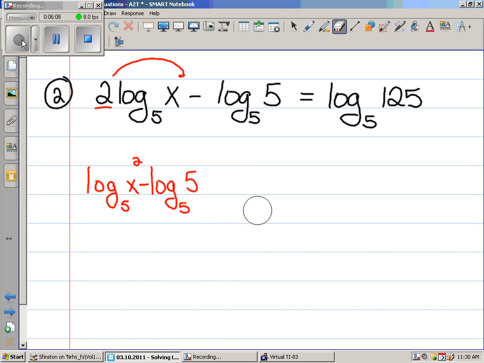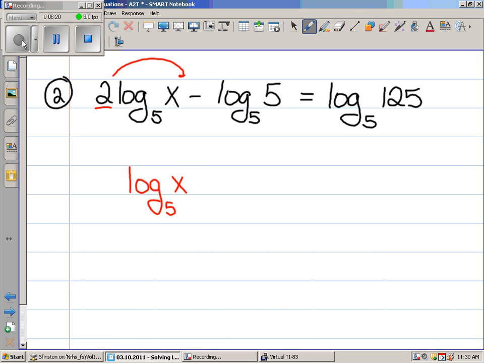Whoops. I'm sorry. Hold on one second. Let me write it. It's not that that was wrong. It's just that let me write it out, because in both ways it's the same, and then I'll show you where the break occurs. Log 5x squared minus log 5 x equals log 5 125.